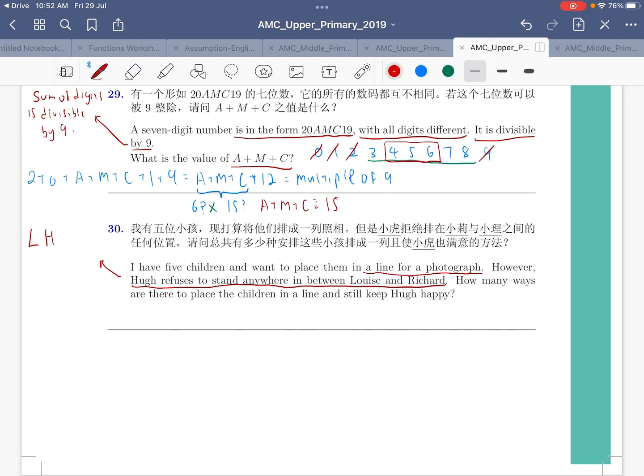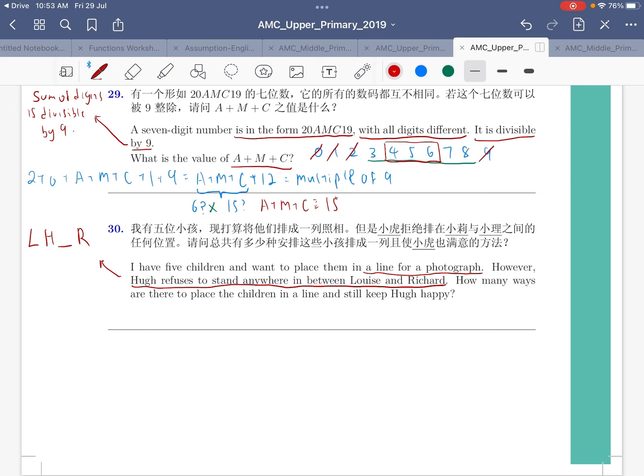But in the same fashion, someone else can be in between Hugh and Richard. And Hugh will not stand in between Louis and Richard, because Hugh is still technically in between Louis and Richard, and hence this one would not be an appropriate combination as well. So in this case, how do we tackle this question?